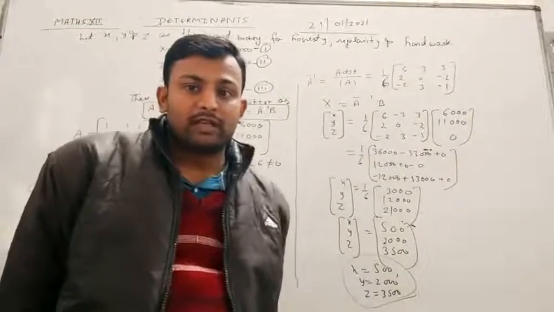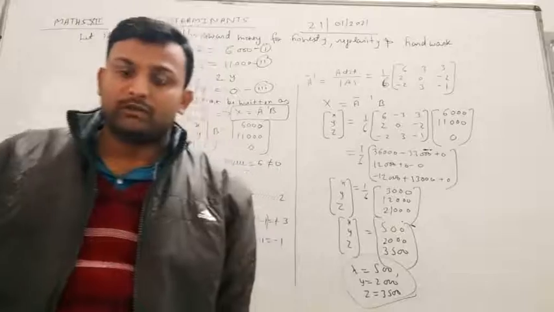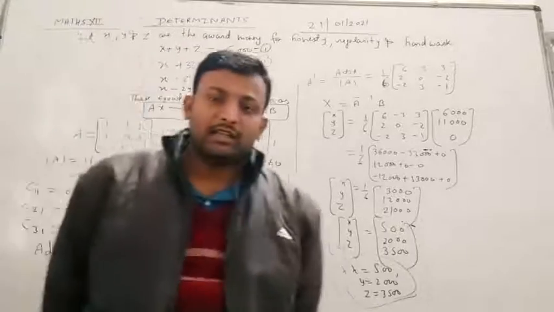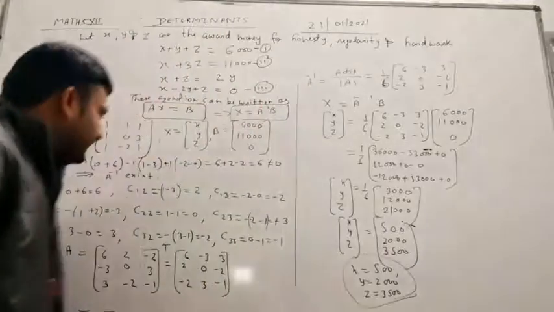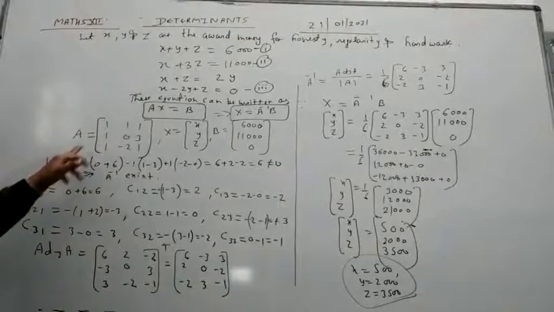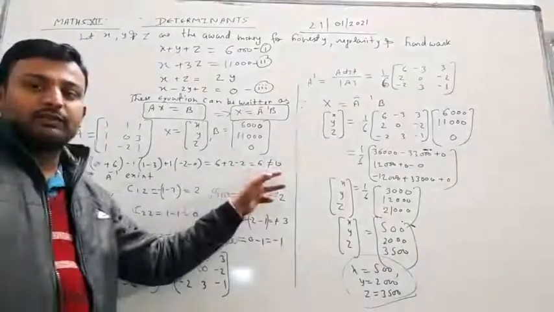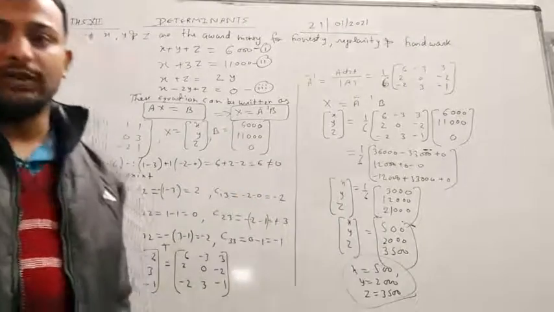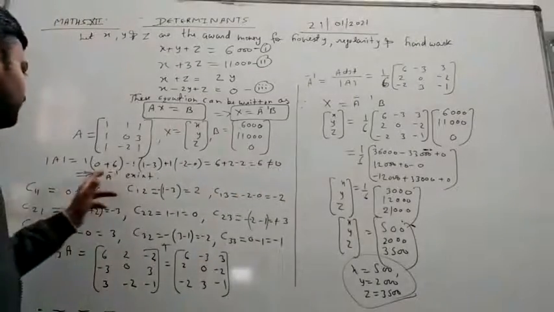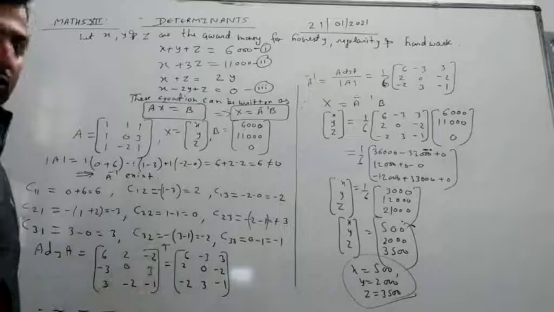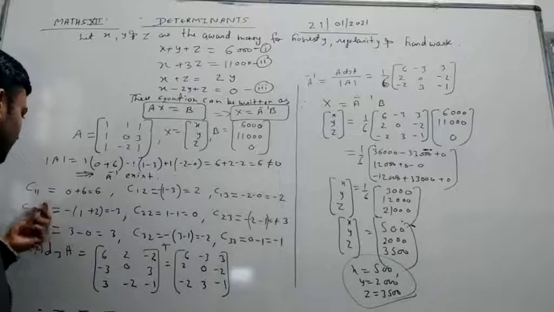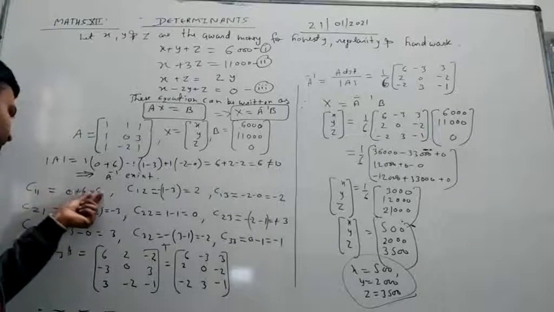So first we check that if determinant of A is not equal to 0, then we can say that A inverse exists. So first we find the determinant of A. When we expand this, we get determinant of A is 6, which is not equal to 0. So we can easily say that A inverse exists for this question. Okay. Now student, our C11 is 6.